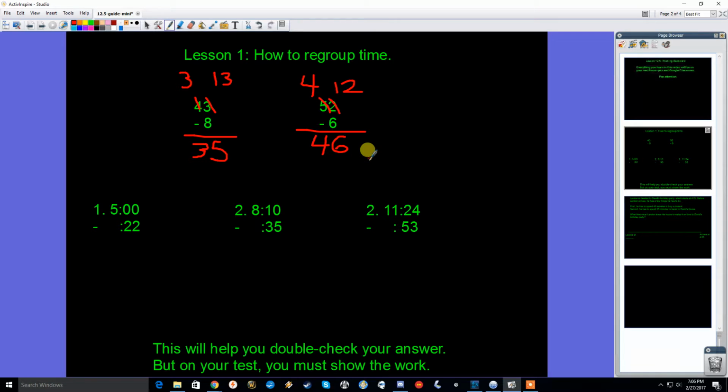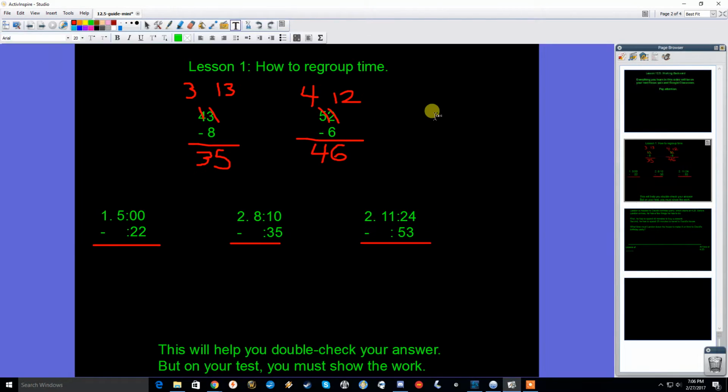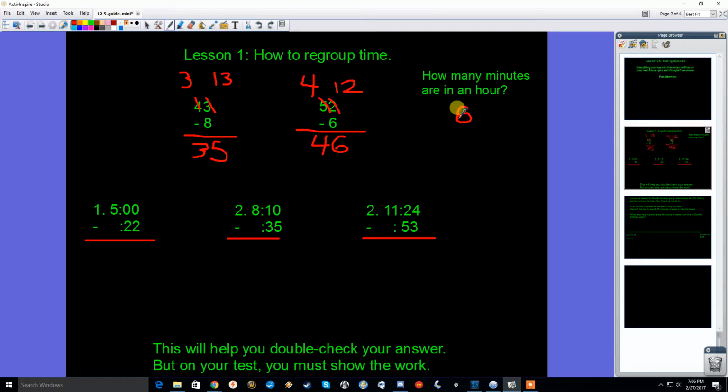Okay, now here's how you regroup time. So again, how many minutes are in an hour? This is important. You should know this by now. 60, right? Okay, remember this.